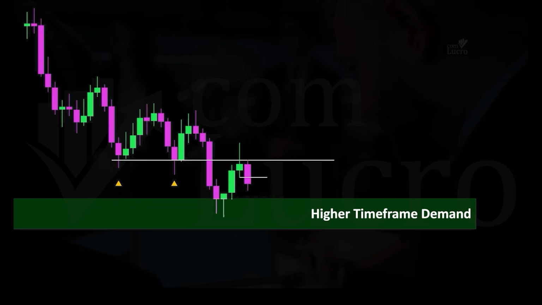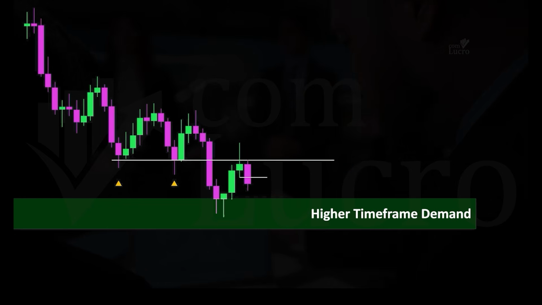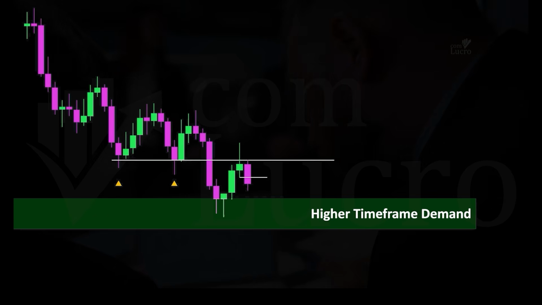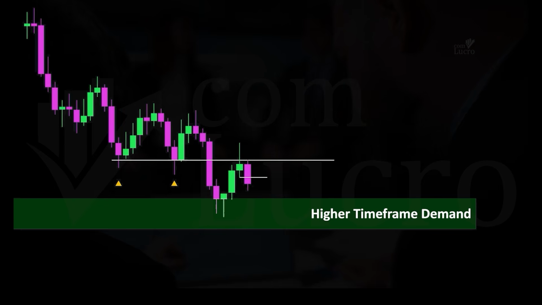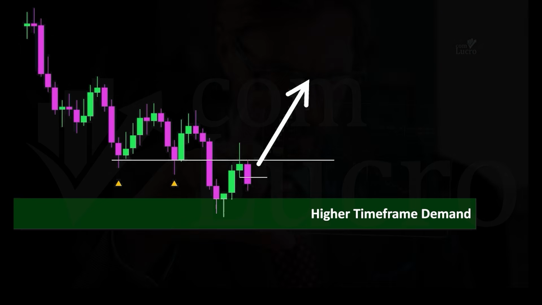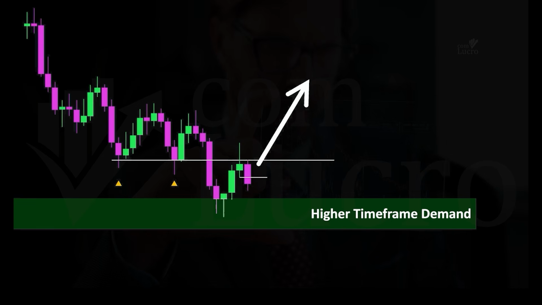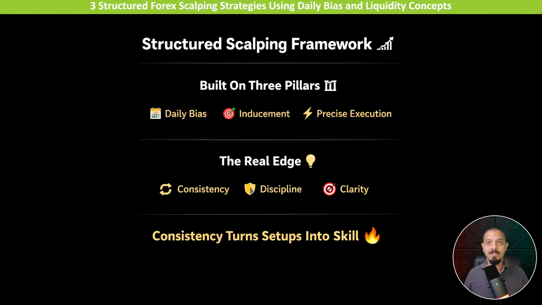For example, if there's a key market structure level right in front of the price, there's a higher chance that the setup will fail. That's because when the price reaches this level, it's likely to get rejected by the market. So always check the higher time frame to make sure there's enough room for price to move in your direction before reaching the next key level. That simple habit keeps you aligned with the broader market flow and helps you avoid trades that run straight into major structure. Together, these 3 scalping strategies create a structured framework built on daily bias, inducement, and precise execution.